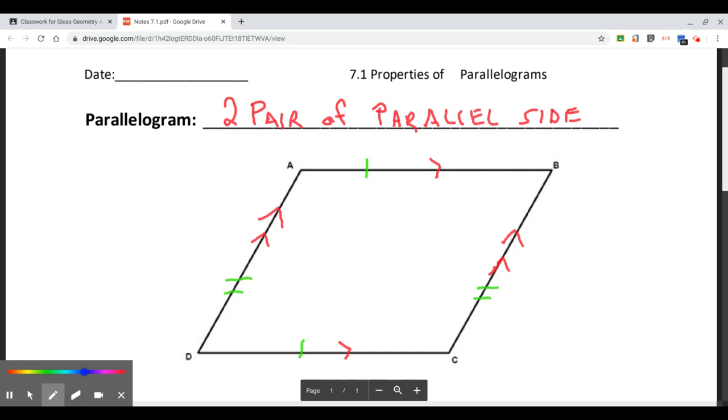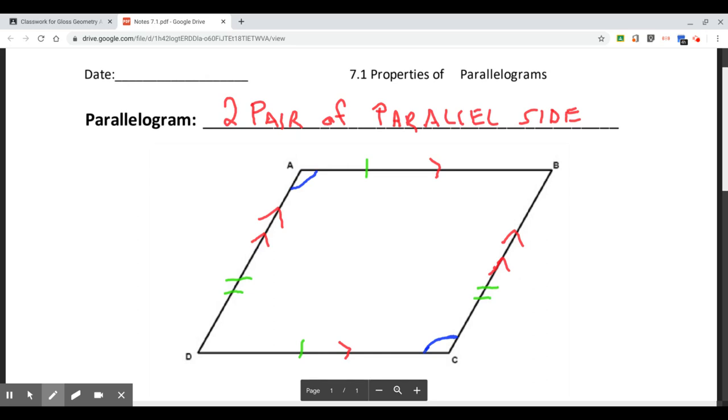Okay, so to show the properties of parallelograms, the parallelogram contains opposite angles that are congruent. And we show this by looking at angle A. It's going to be congruent to angle C by drawing this little arc, just a single arc and a single arc. And this shows that these two angles are congruent.